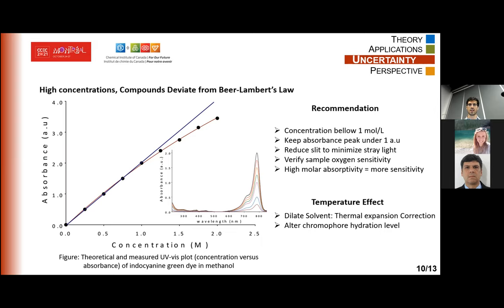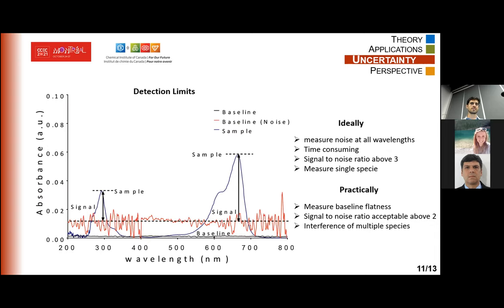We can also verify the sample's oxygen sensitivity, and compounds that have a high molar absorptivity are more sensitive. So you have to pay more attention to those characteristics for this kind of compound. Also, something that's typically forgotten in the analysis is the temperature effect, as the temperature typically dilates the solvent, and then you have to account for a correction for the thermal expansion of the solvent, and even more important, this temperature will alter the chromophore hydration level.